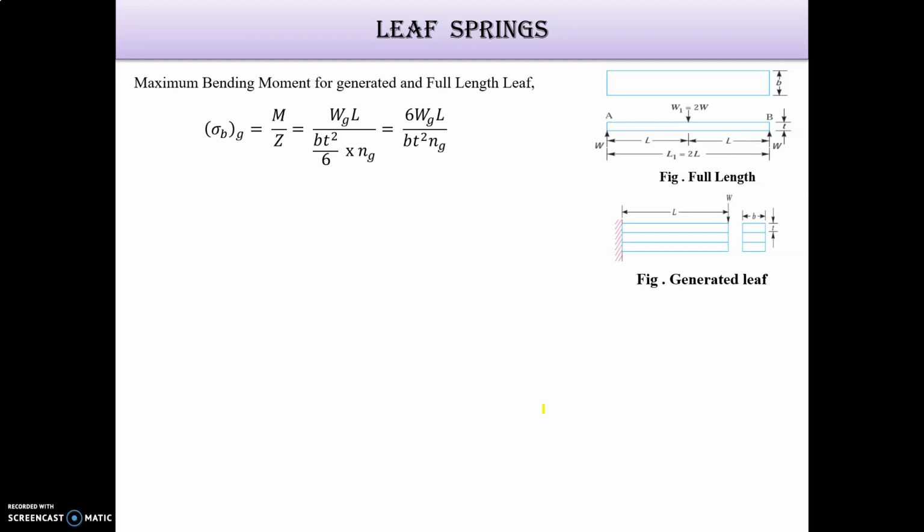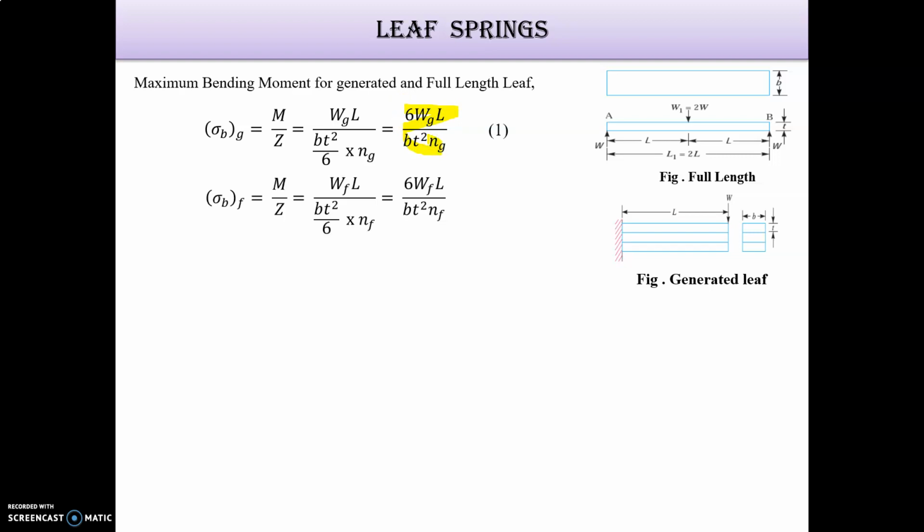So the first thing we are going to do is consider the full length leaf here. It has a length L1, thickness t, and width b, and this is the graduated leaf. Now the maximum bending moment for the graduated and full length leaf. We have seen the graduated leaf having length L, its eccentric load W acting on it, width b and thickness t. Now bending stress is M upon Z, we put this value and we get 6 Wg L by b t square Ng.